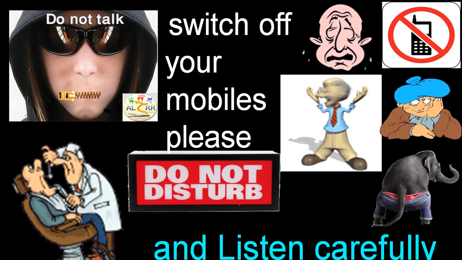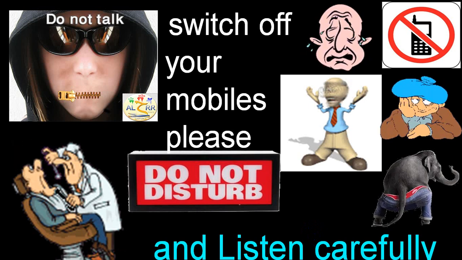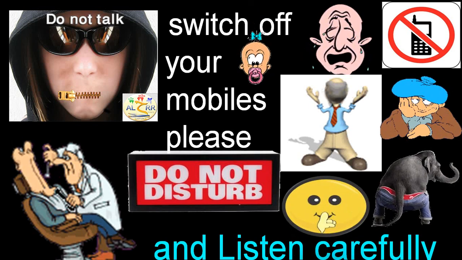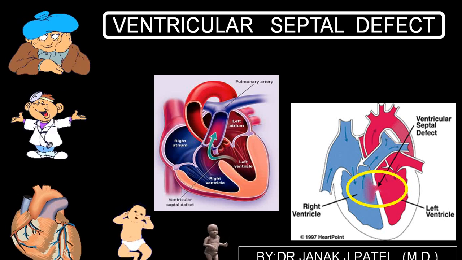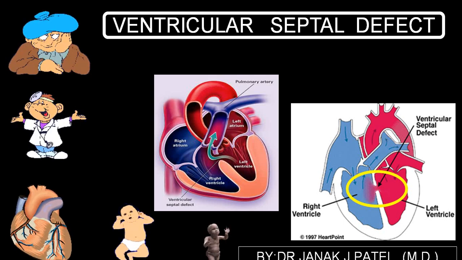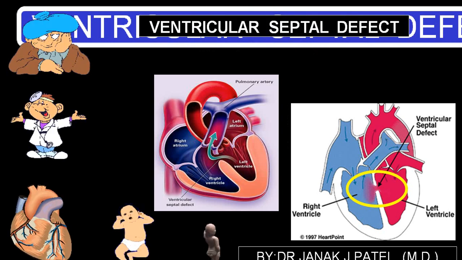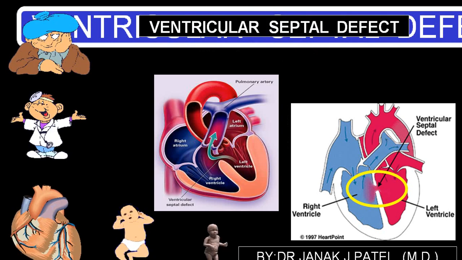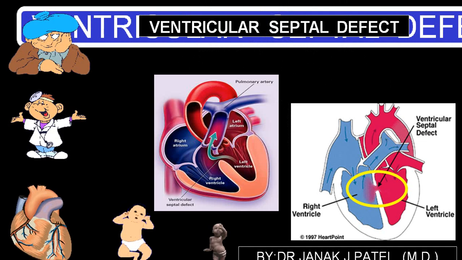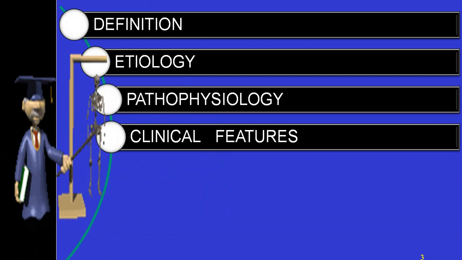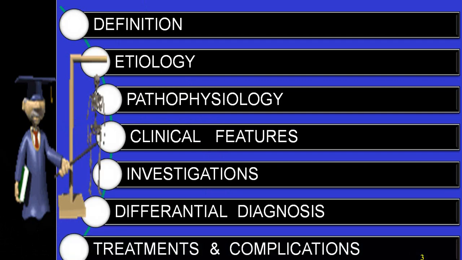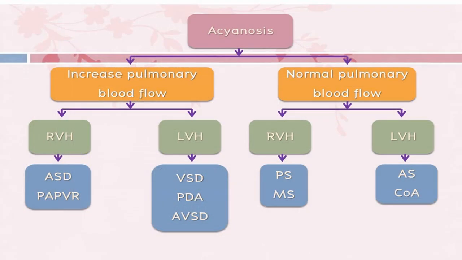Today we'll be discussing the second congenital heart disease, of the acyanotic group, which we call ventricular septal defect. The meaning is very simple. It is a defect in the interventricular septum. Because of that defect, LV pressure is more than RV pressure, so blood will flow from LV to RV. That's why it is also called left to right shunt or acyanotic congenital heart disease.